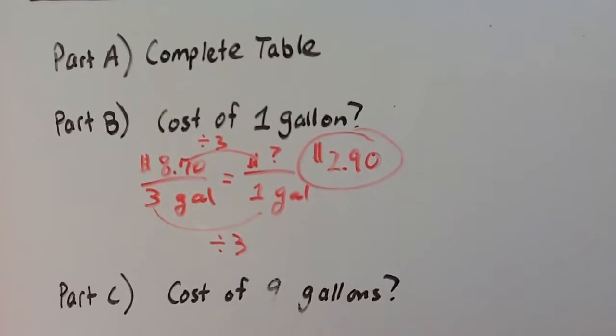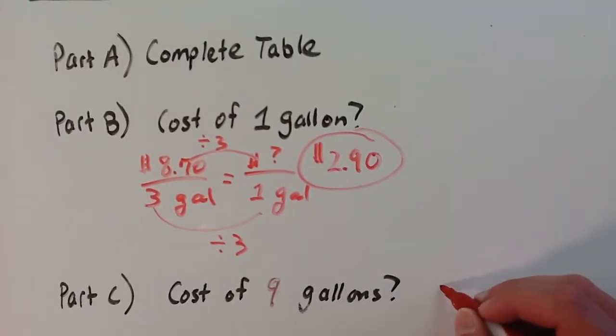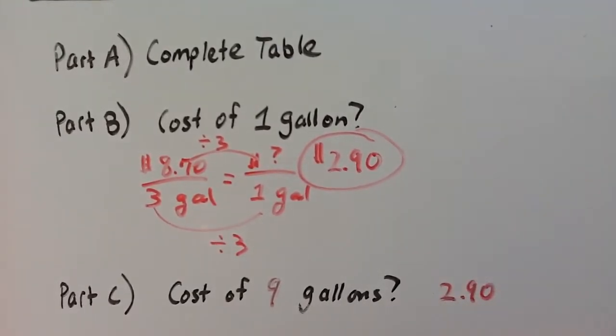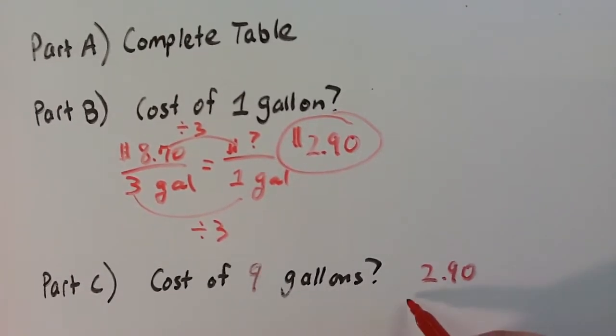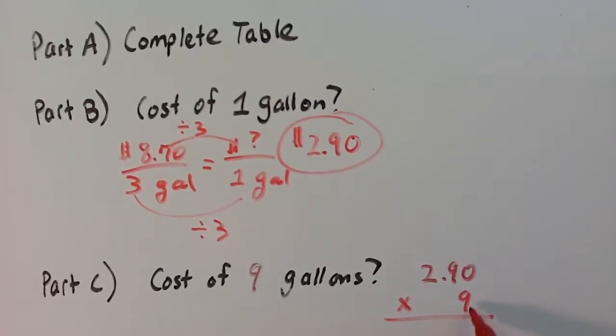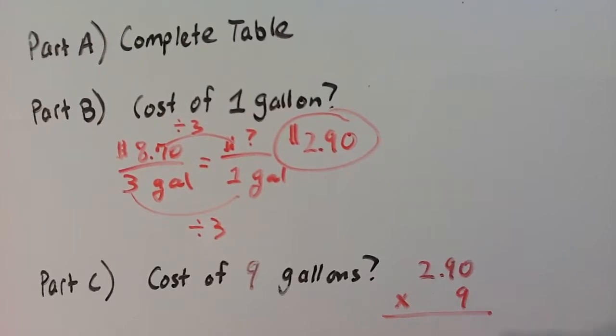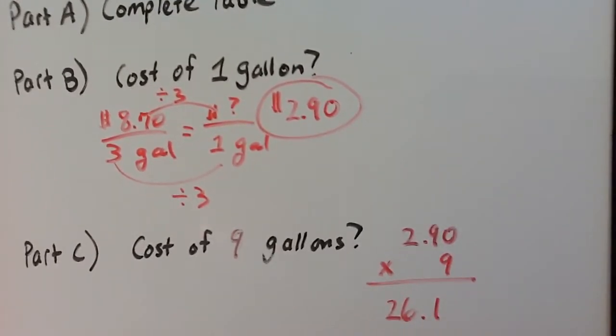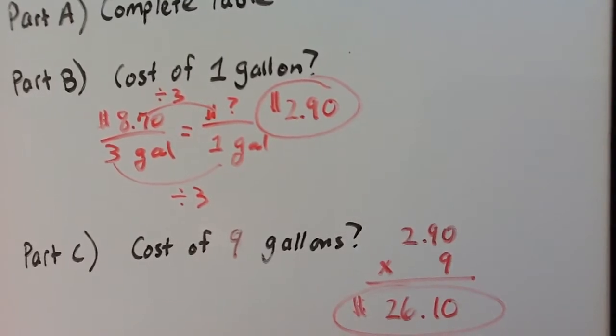Part C, what is the cost of 9 gallons? Well, if we know 1 gallon is $2.90, and we want 9 gallons, we simply multiply by 9. So $2.90, the cost for 1 gallon, times the number of gallons, which in this case is 9. If we multiply this, we get 26.1 in the calculator. But again, this is $26.10 because we add a 0. All right, so $26.10 for 9 gallons.